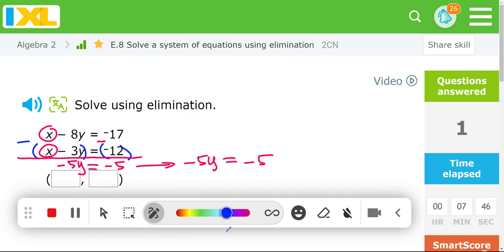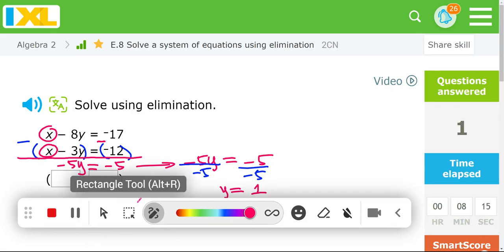So how do we solve this, William? How do you solve this? Divide negative 5 from what? One side or both sides? Both sides. Okay. So you divide it, you come out y equals how much? It equals how much? 1. Alright. So now we need to find the x.